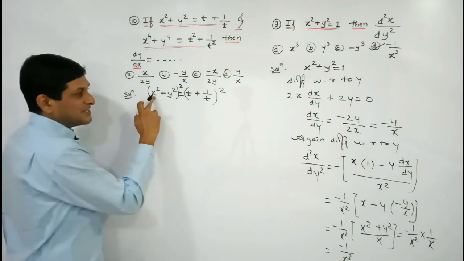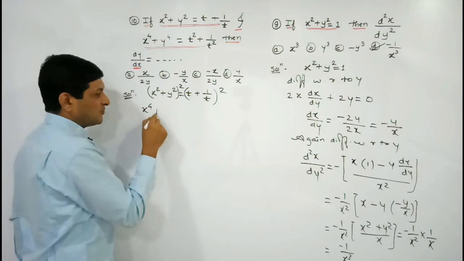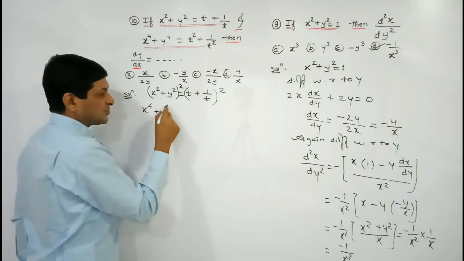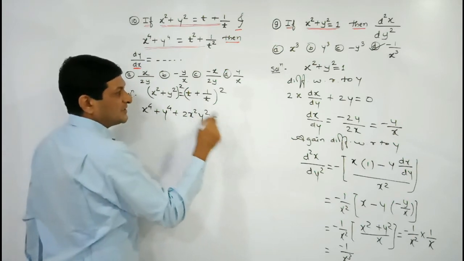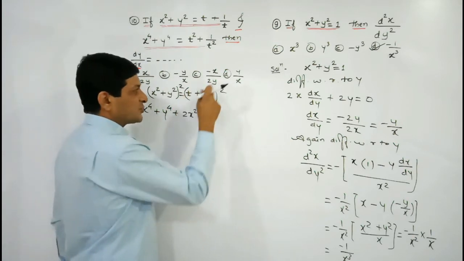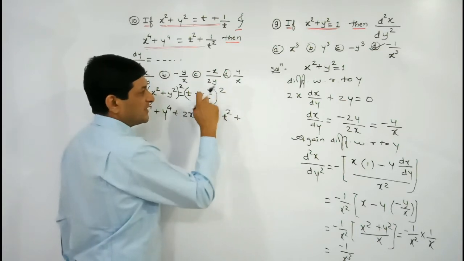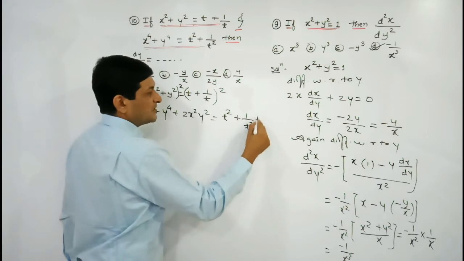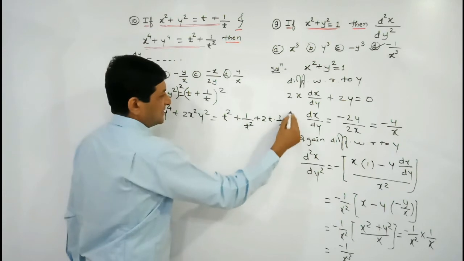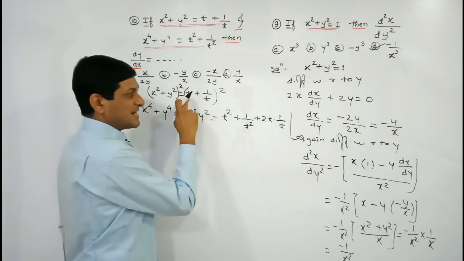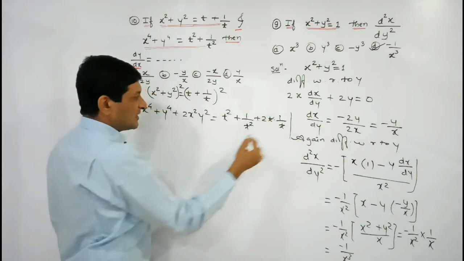So apply the identity: (a plus b) whole bracket square is a square plus b square plus 2ab. Here, square of x square is x raised to power 4, plus square of y square is y raised to power 4, plus 2ab means 2x square y square. On this side, let us see what we'll get. t raised to power 4 means a square is t square, plus b square is 1 upon t square, plus 2ab. A is t, and b is 1 by t. We are finding the expansion using the same identity, (a plus b) whole bracket square is a square plus b square plus 2ab. Here t and 1 by t will get cancelled.